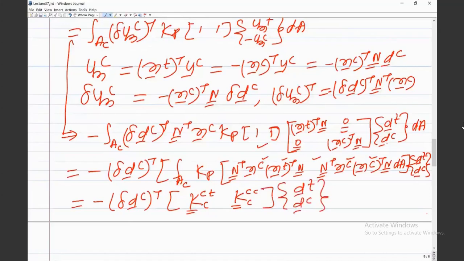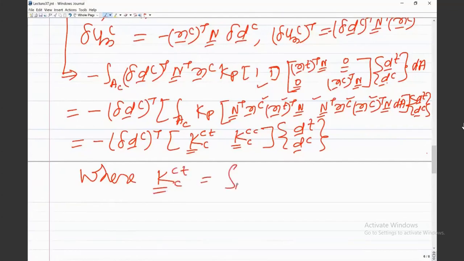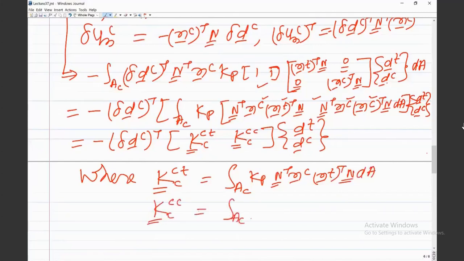Here, the stiffness KCT is nothing but integration over the contact area of KP into N transpose into NC into NT transpose into N dA. This is the same thing we defined here. And KCC is integration over AC of KP and N transpose into NC into NC transpose into N dA.